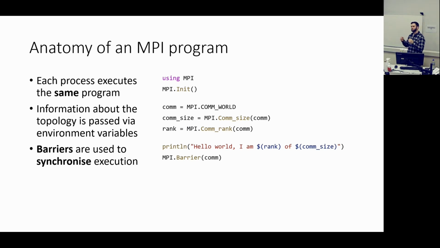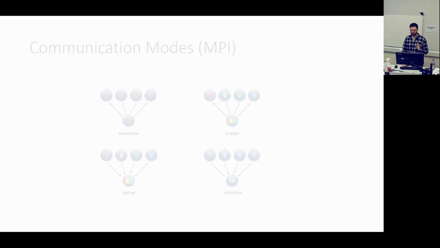And much like when we were talking about locks and synchronization before in multi-threading, you can also use what they call barriers here, to synchronize the execution, to make all processes wait at this particular line of code, this MPI.barrier, before moving on to the next block. And there are also commands for sending information between the processes.